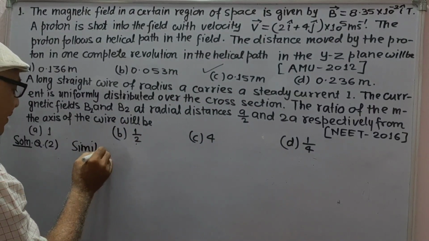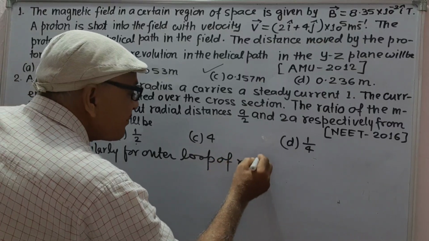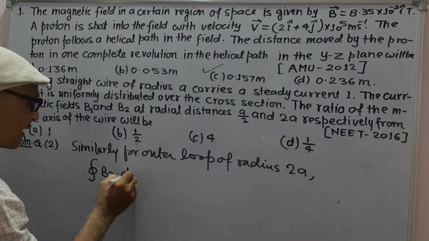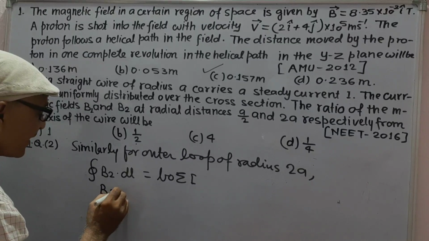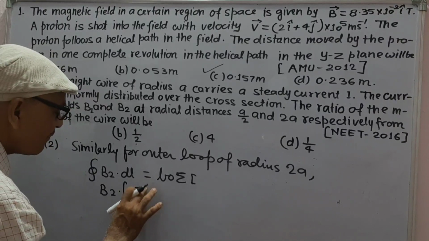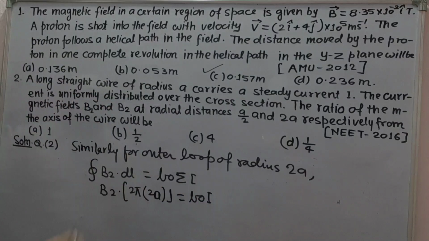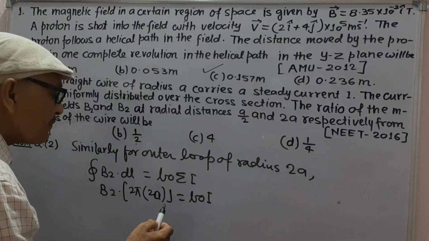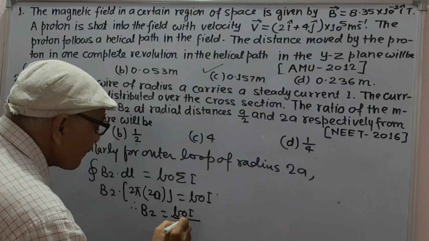Similarly, for outer loop of radius 2a, Ampere's law gives B2 dl is equal to mu naught times sigma I, which is B2 into dl, which is 2 pi into 2a, is equal to mu naught into I, because I is the total current enclosed by this closed loop of radius 2a, which gives B2 as mu naught I upon 4 pi a.